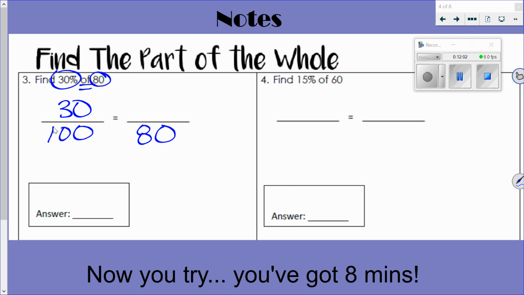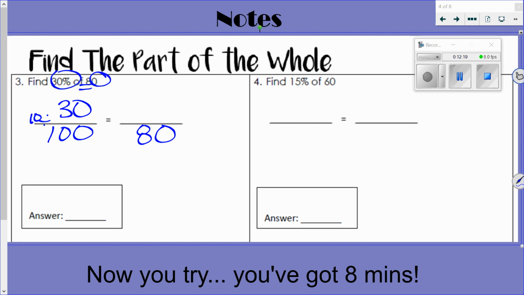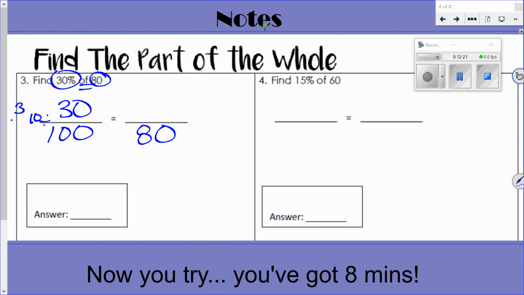Can I do something to 100 to get to 80 evenly? No, so I'm going to have to simplify. Can I simplify to a number that would get to 80 evenly? Okay, what can I simplify by? 10, and that gives me 3 and 10, so I can cross this out.